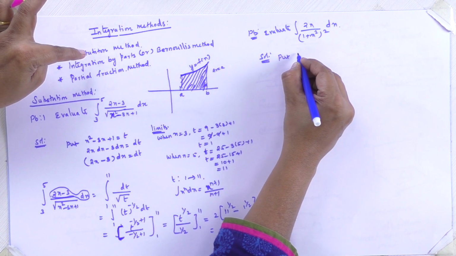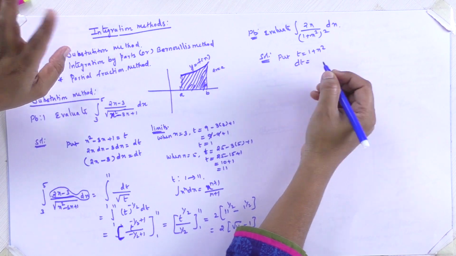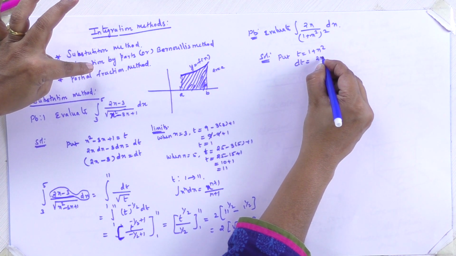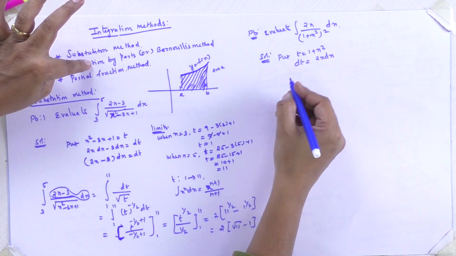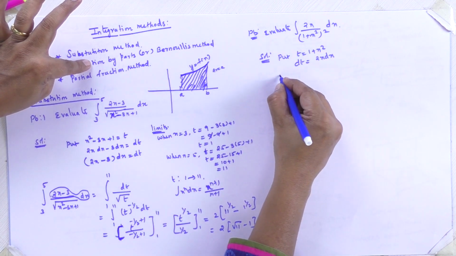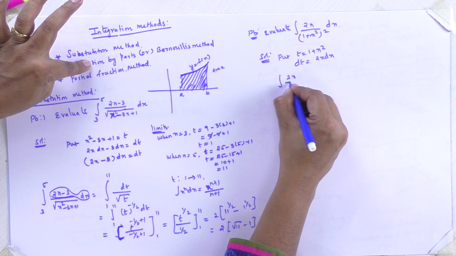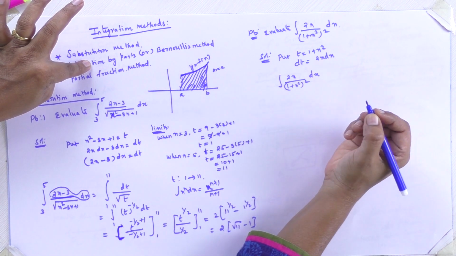Here I am putting t equal to 1 plus x square. Differentiate on both the sides. It becomes 2x dx because differentiation of 1 is 0. There is no limits here, so it is an indefinite integral. So you are substituting for these values: 1 plus x square the whole square, and 2x dx.